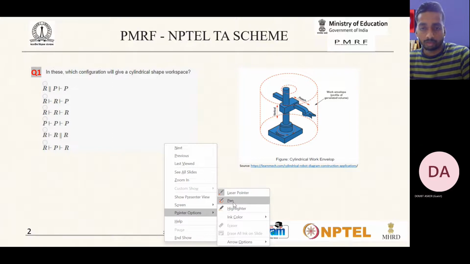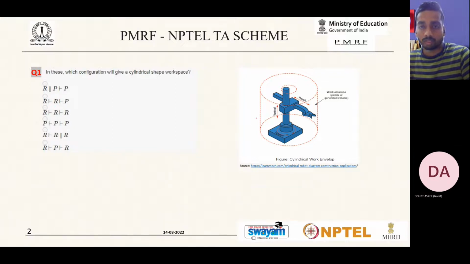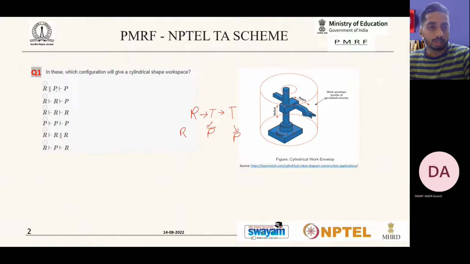This is clearly a rotation followed by a translation followed by a translation. A translation is generally represented by P. So there are two P and one R. But how are they related? There is parallel and perpendicular, right? So you also have to look at whether this is correct or not.